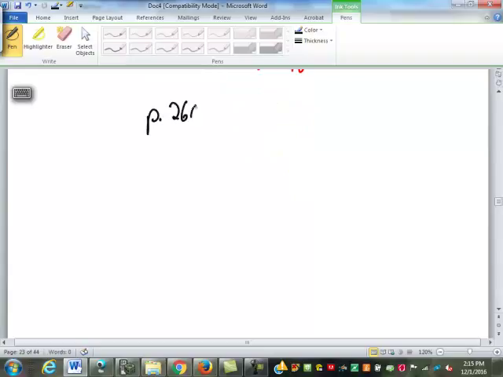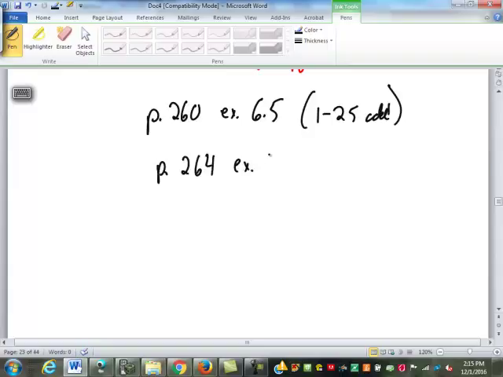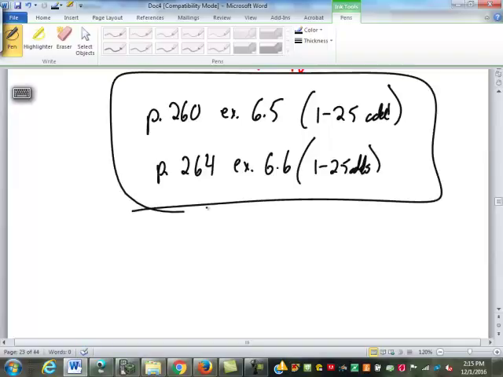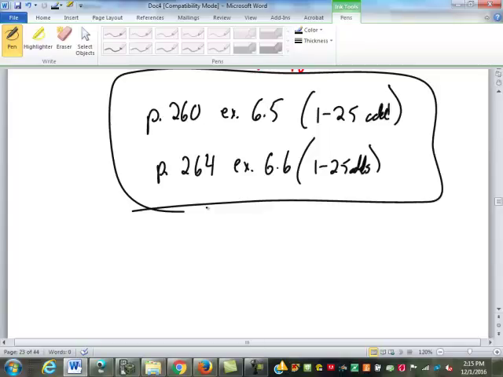So page 260, exercise 6.5, 1 through 25, the odds. That's translating the words into the symbols. And page 264, exercise 6.6, also 1 through 25, the odds. Tuesday, yeah.